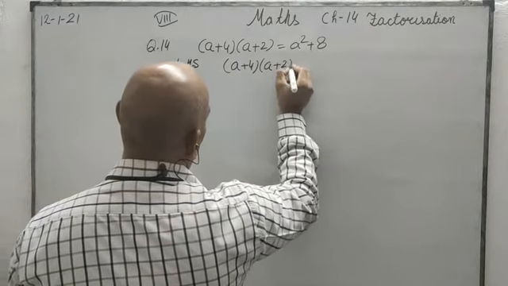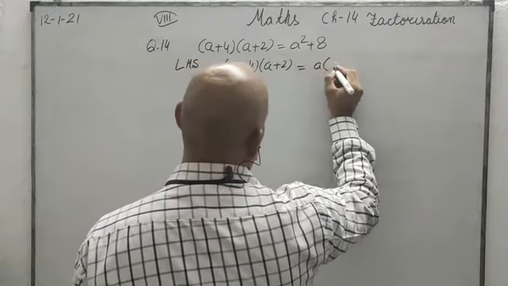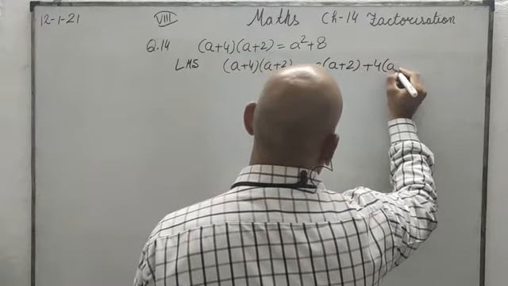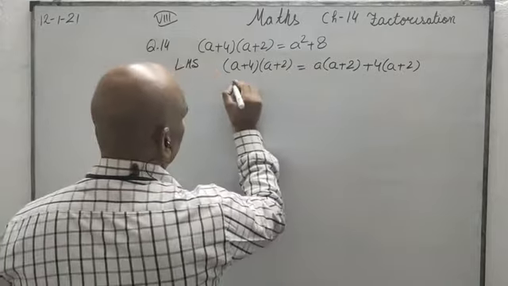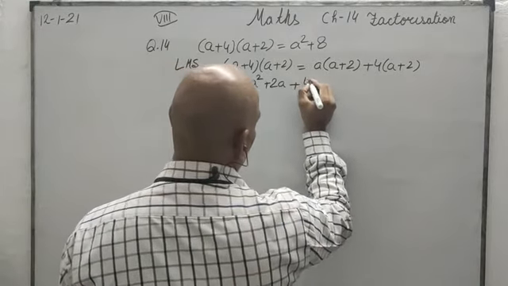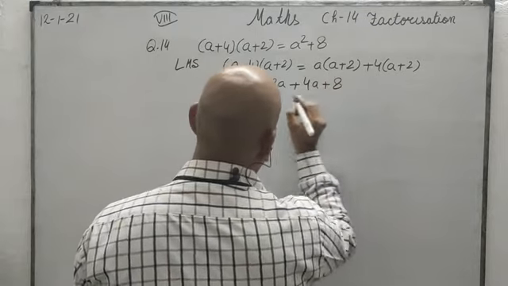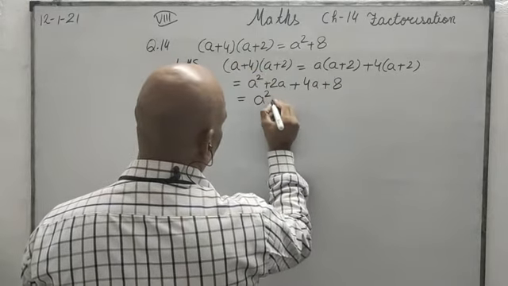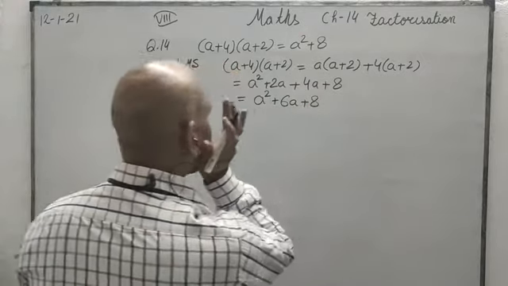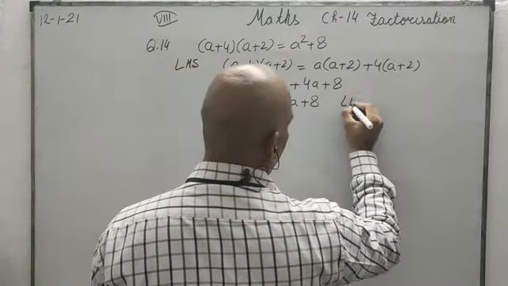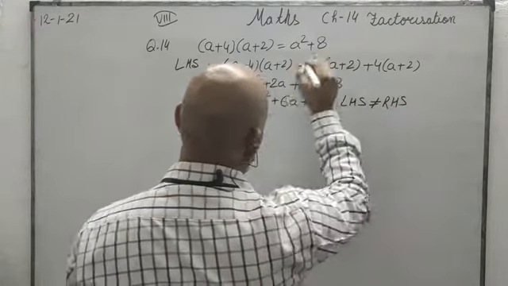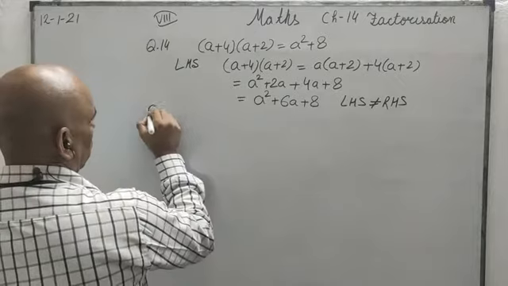So, it will be multiplied. And a will be multiplied with a plus 2, and 4 will be multiplied with a plus 2. So, it will become a square plus 2a, 4a plus 8. And finally, 2a and 4a will be added. So, a square plus 6a plus 8. And we didn't get LHS equals to RHS. So, it is wrong. And the right answer is this.